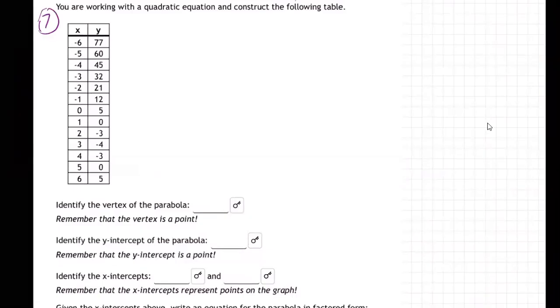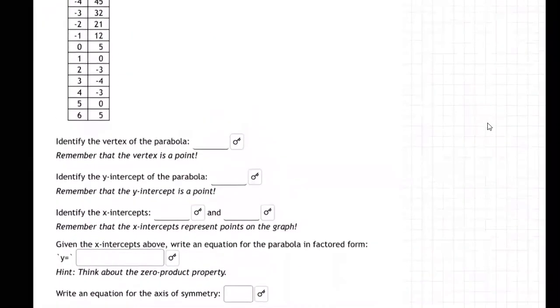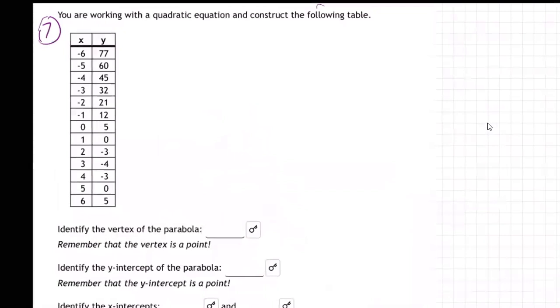Okay, so number 7, you're working with a quadratic equation and construct the following table. So we get this table of x, y values. Identify the vertex of the parabola. This is kind of an interesting one. What you could do is plot some points. That might be helpful. Why don't we do that? Let me plot some points here.